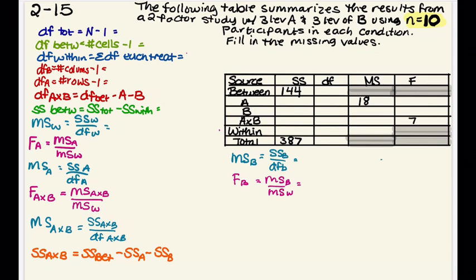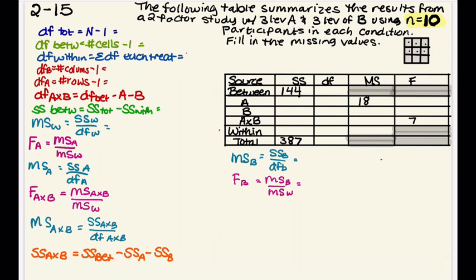in each treatment condition. In order to fill in the missing values, we're going to use the same equations, just in a slightly different order. First, we'll look at the matrix of our 2-factor study and see that there are 3 columns and 3 rows, which give us 9 treatment conditions.